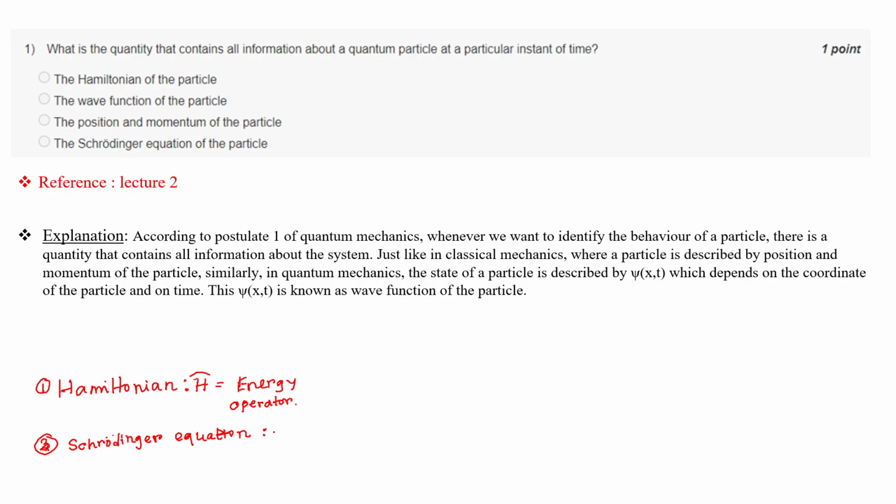H cap psi is equal to E psi. E cap, no, it is not E cap. See, H is the operator. That's why you are putting cap here. But E is the observable, the quantity you want to know from this wave function.